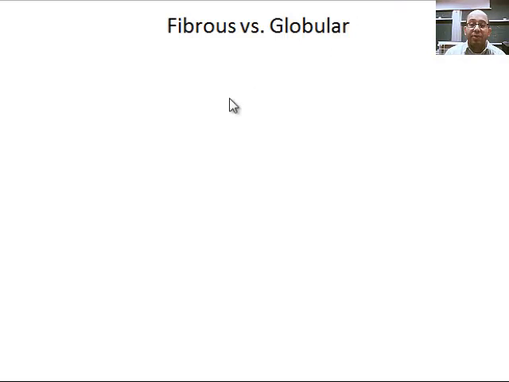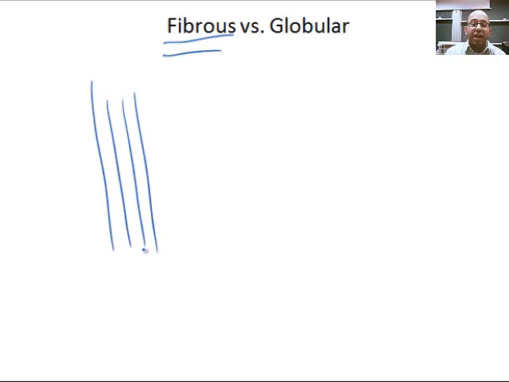So the next objective that I'm going to discuss is, what is a fibrous protein? What is a globular protein? So it's kind of in the name. Fibrous means it looks like a fiber. There are long chains of proteins, and they are insoluble in water.